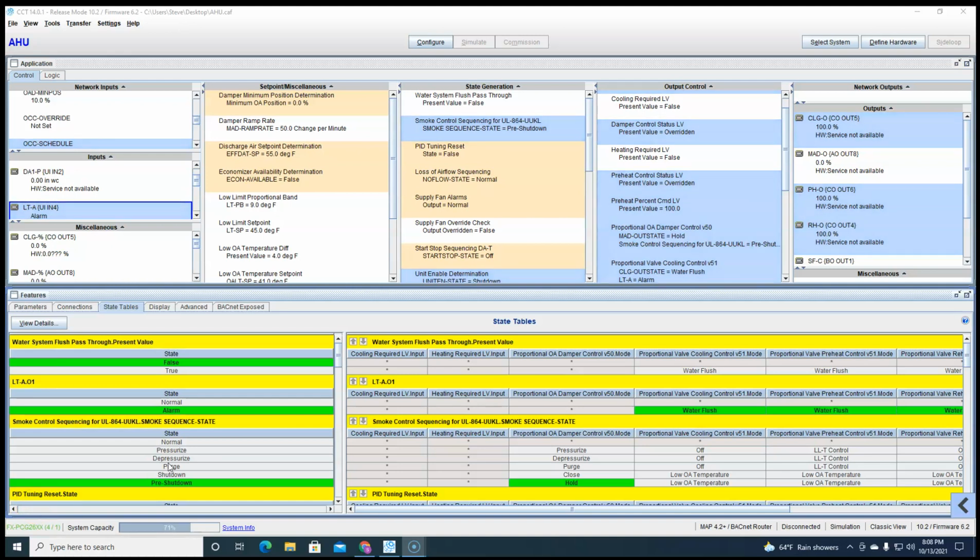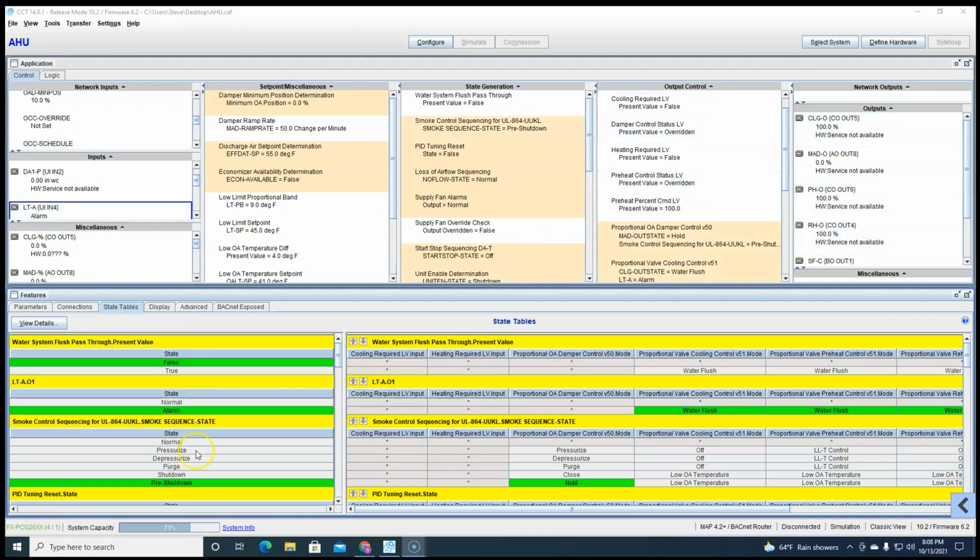Hey everybody, today we're going to talk about state tables from Johnson Controls CCT. State tables are easy once you learn them, but until you learn them, they're hard. If you don't know what you're looking at, it's kind of a lot of information to take in. But I'm going to show you how to troubleshoot a controller only using state tables.